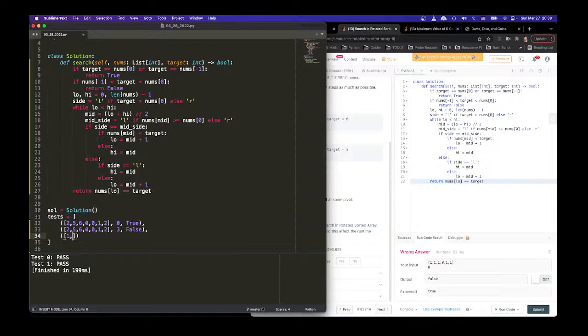So 1 1 1 0 1 1. 0 shall be true, but I return false. Okay, let's see what happened. Oh, low and high, and side, target 0 is larger than this. Nope, so it resides on the right. That is correct. Now mid comes up. Mid 0 1 2 3 4 5. So 2 0 1 2. So this is the first mid.